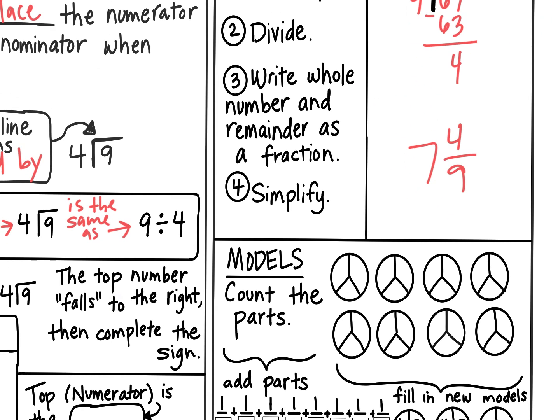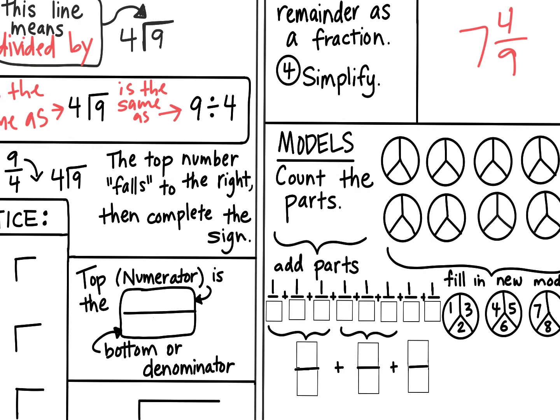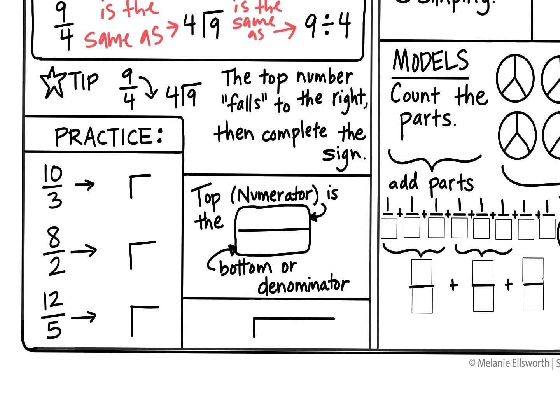Okay, let's do a couple more examples. So over here to the bottom left, we have 10 thirds. So what I'm actually doing is 10 divided by 3.